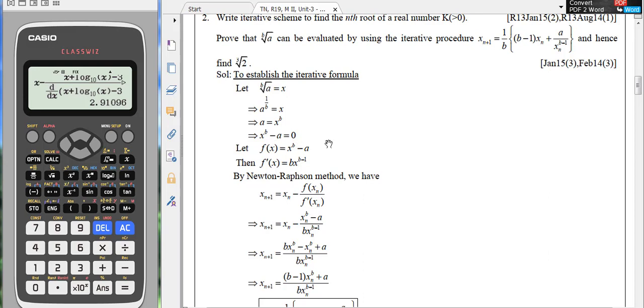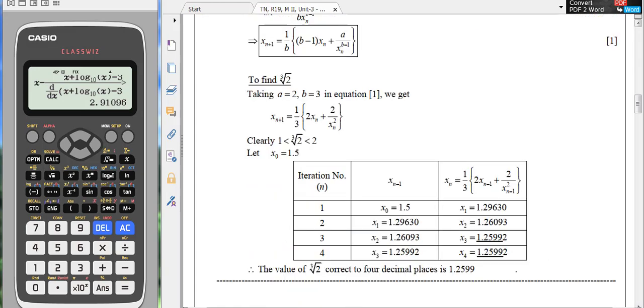so that f of x will be x power b minus a and f dash x will be b into x power b minus 1. By Newton-Raphson method we need to use the formula xn plus 1 is equal to xn minus f of xn by f dash of xn, where f of xn and f dash of xn are substituted, and on simplification by considering LCM you will get the iterative scheme xn plus 1 is equal to 1 by b into b minus 1 times xn plus a by xn power b minus 1.